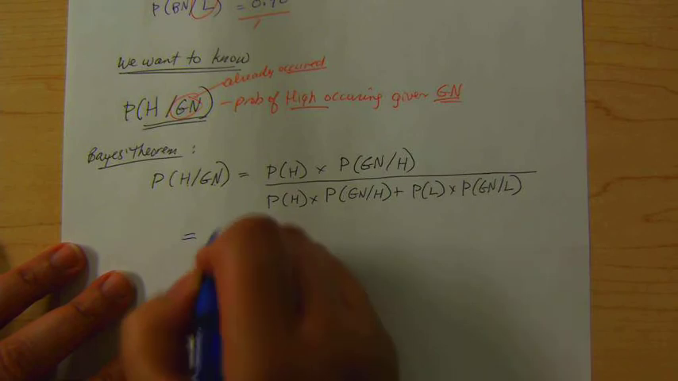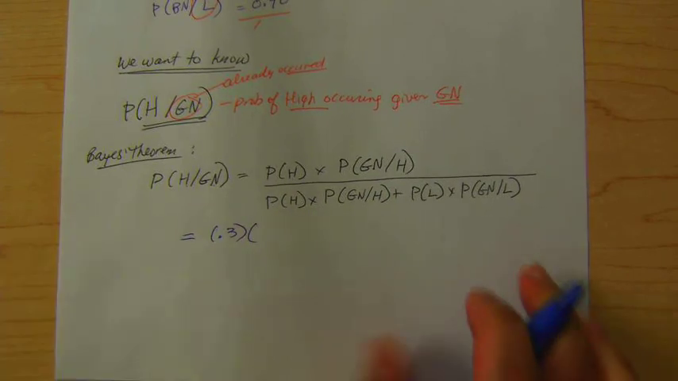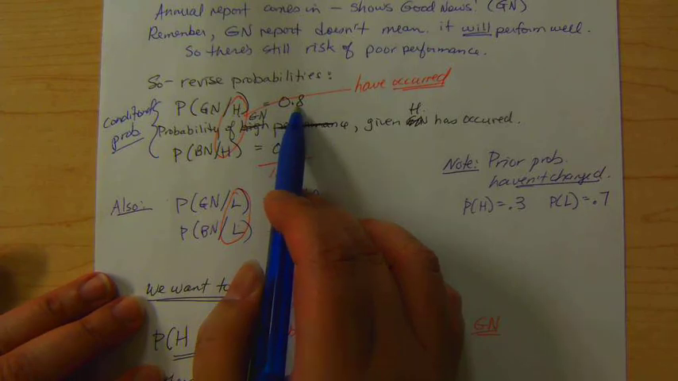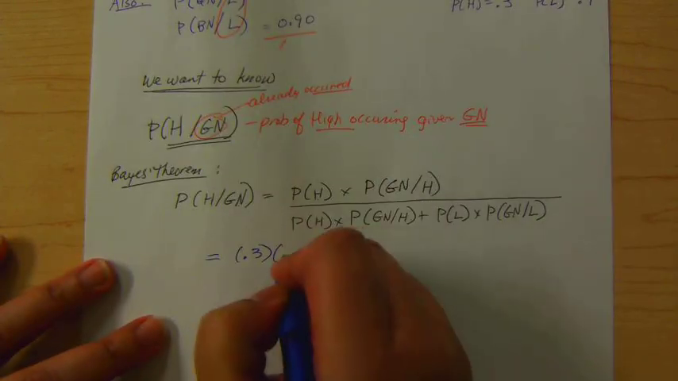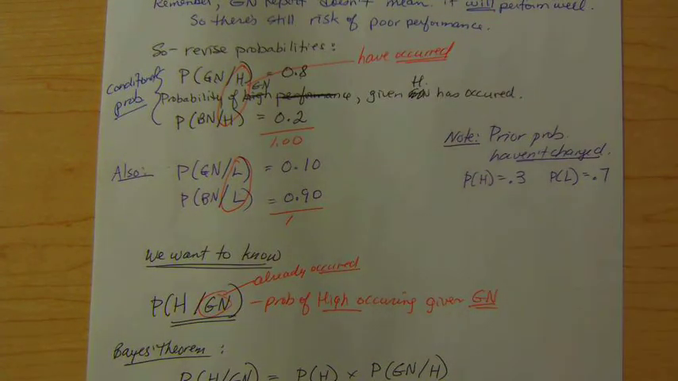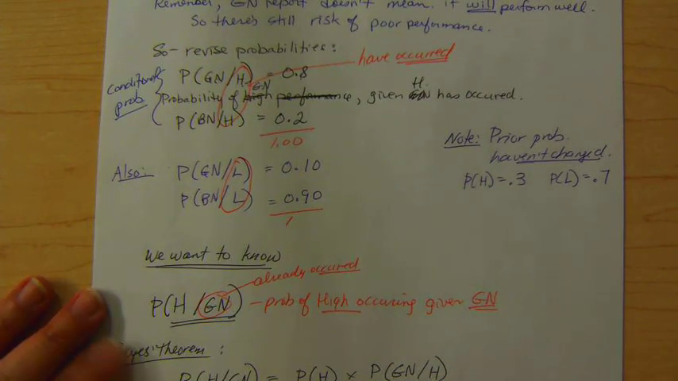0.3. And the probability of good news given high already happened, but the top, that was 0.8. So that's kind of flipping things around. It's saying if he waited and saw the results of the next quarter and it was high, performed well, what are the chances they would have announced good news? Okay. And what they're saying here is it's only 0.8.